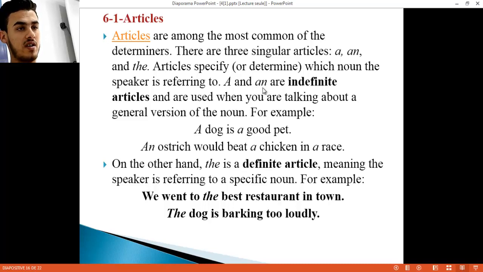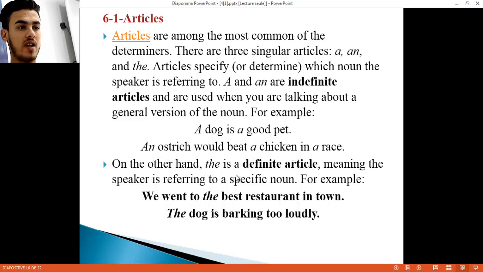A and an are indefinite articles and are used when you are talking about a general version of the noun. For example, a dog is a good pet. Here when we omit the a, we can say dog is a good pet, but it's still too wide, or the range is still too vague. An ostrich would beat a chicken in a race.